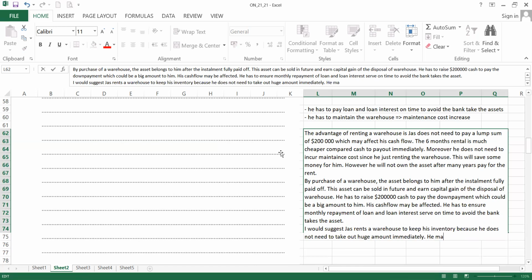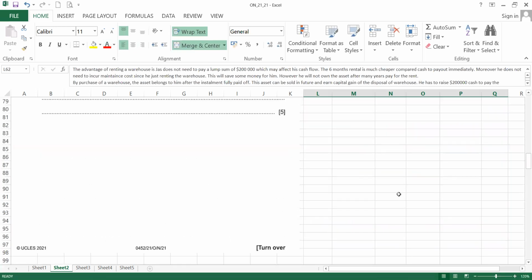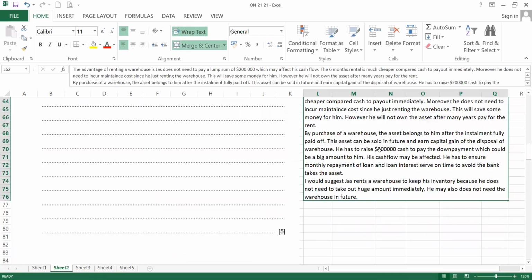He may also not need the warehouse in future, provided the business is not doing well. Okay. So that's the answer that I give. I do not agree on it. So you can choose agree, up to you.